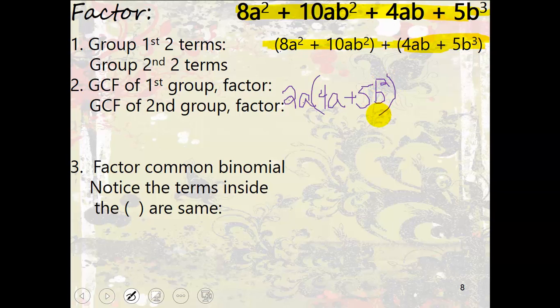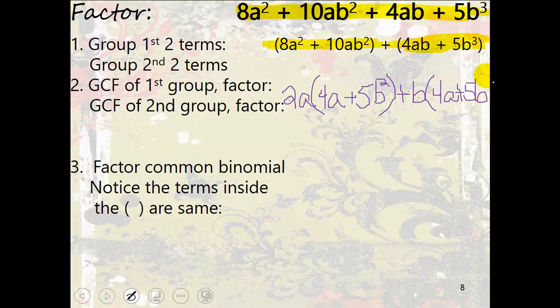Now I'm going to factor out from the second group. 4 and 5 have just 1. There's no a's. It looks like I just have a b that I can factor out. 4 divided by 1 is 4. A divided by 1 is a. B divided by b is 1. 5 divided by 1 is 5. B cubed divided by b is b squared.